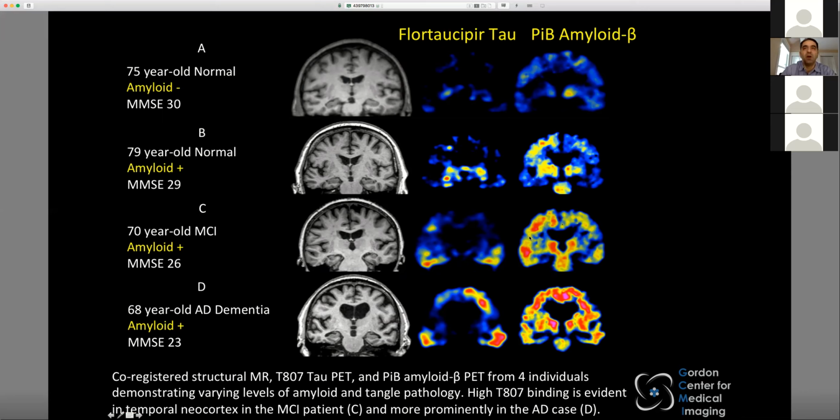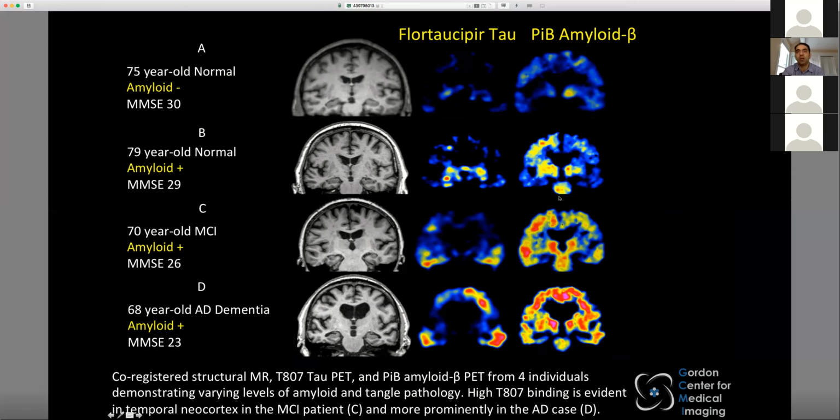Here's somebody who's very mildly cognitively impaired, and here's an Alzheimer patient. And if you look over time, you see how you have more and more tau in these areas. These are very key areas in the brain, in the temporal neocortex, where tau will accumulate as the patient becomes more and more demented. So you see you have a gradation over time, same thing with amyloid.